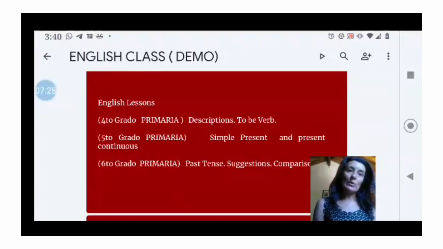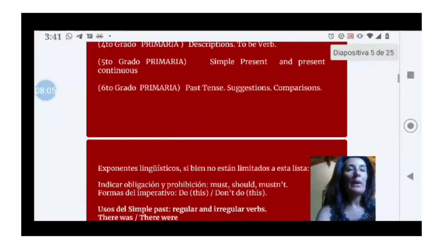In Buenos Aires province, we start with the English lesson in the 4th grade. Generally, in cuarto grado, 4th grade, we have description and the to be verb. This is a main objective of the syllabus. For the 5th grade, the objective is to learn about present simple and present continuous. And for the last grade of the primary school, where we are going to focus now, it is past tense, suggestions, and comparisons. We are going to work on past tense.